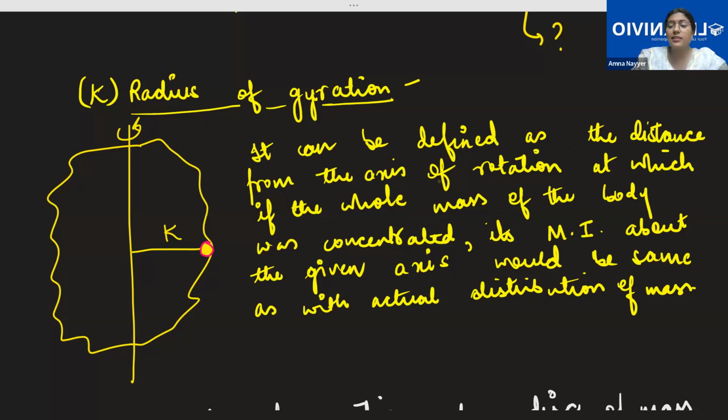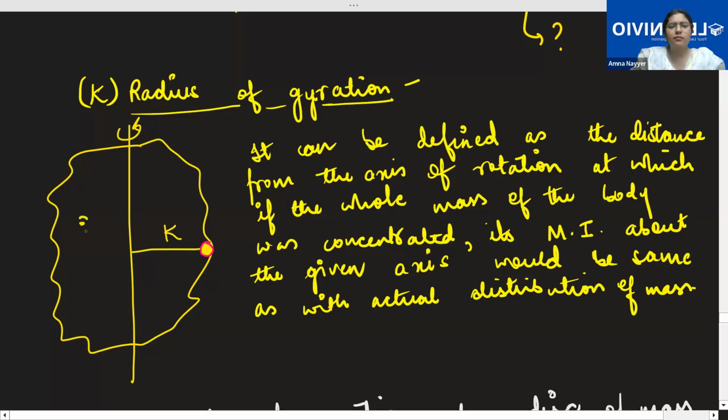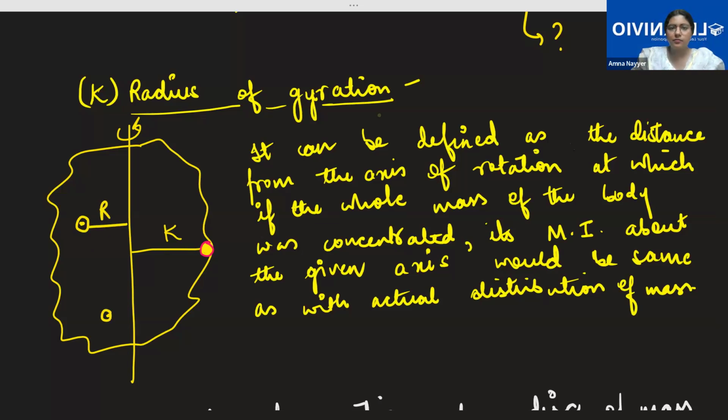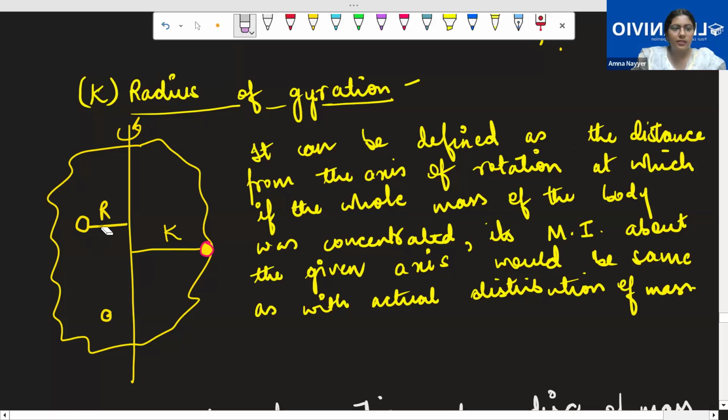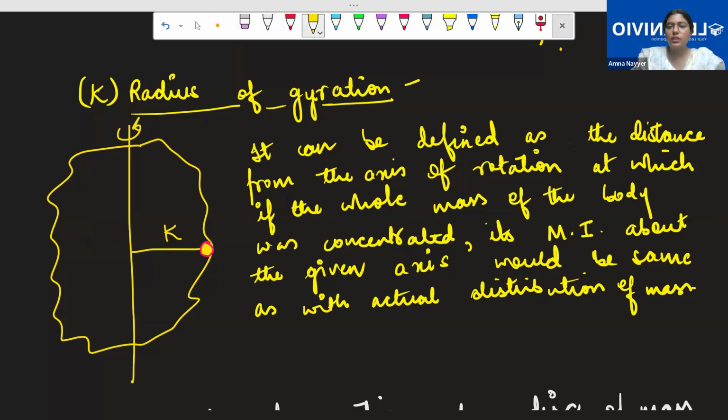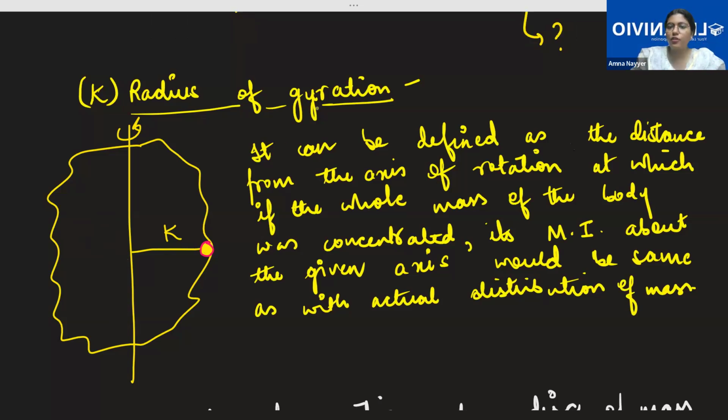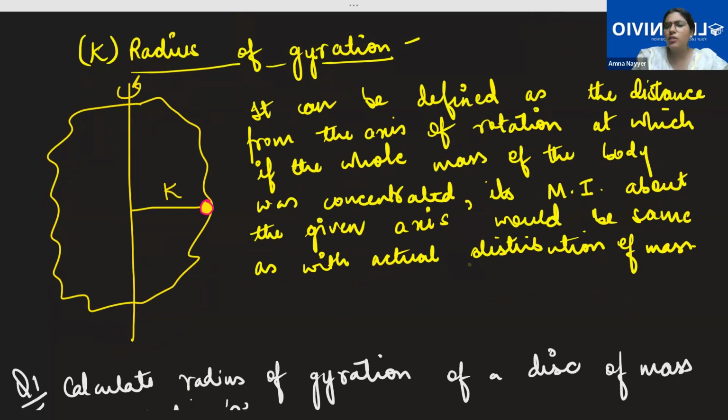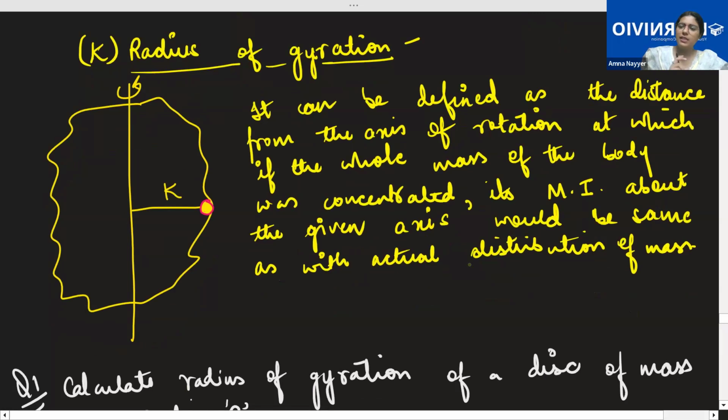Let's say this point can be anywhere. It can coincide with the center of mass also, and it need not. So let's say there's a point here, I take a point anywhere, and the separation is R. That separation from the axis of rotation is known as the radius of gyration. Its moment of inertia about the given axis would be the same as with the actual distribution of mass. Just as you have the concept of center of mass, radius of gyration gives you the separation from the axis.